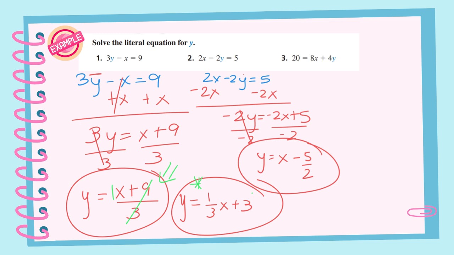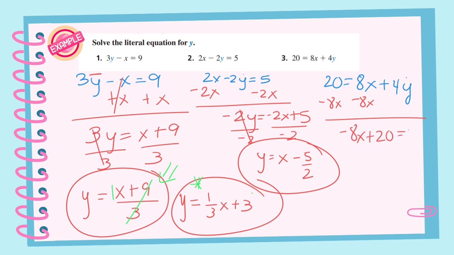Number 3, we're still solving for y. 20 equals 8x plus 4y. Correct? Who are we solving still again for? For y. What do I get rid of first? The 4y or the 8x? 8x, correct? So I'm going to subtract 8x from both sides, and I'm left with negative 8x plus 20 equals 4y. And now what do I divide by?